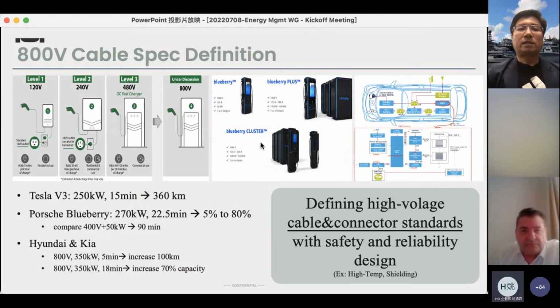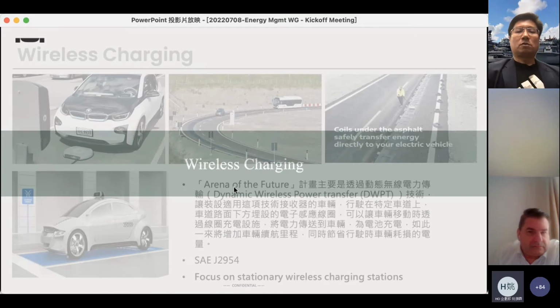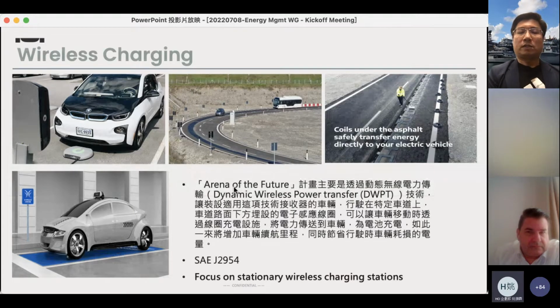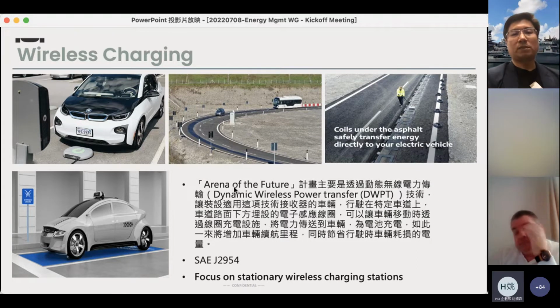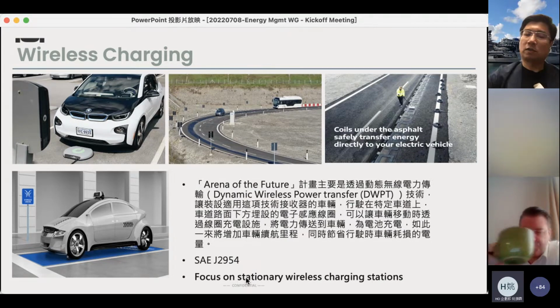Thank you. And the last topic is wireless charging. Recently we saw many governments working with OEM tier 1s starting wireless charging on the ground. One is on the road and the other is stationary charging stations on the ground. We are looking at these two wireless charging standards. We know there are already some stationary charging station standards like J2954. We're looking at that as well.